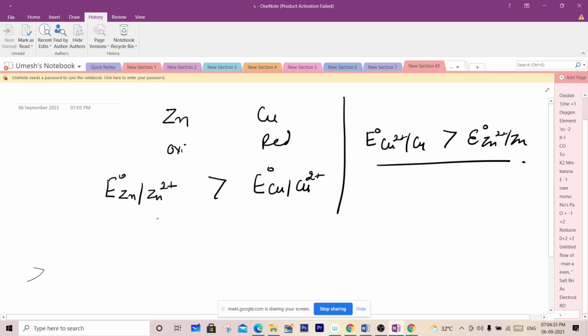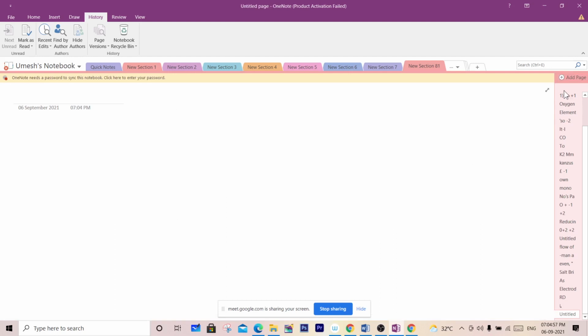It means we can say either zinc has a higher oxidation potential, so zinc is undergoing oxidation, or copper has a higher reduction potential as compared to zinc. That is why zinc is undergoing oxidation, right? Okay. So every element has a certain reduction potential value. That is given in a table. We call it the electrochemical series.